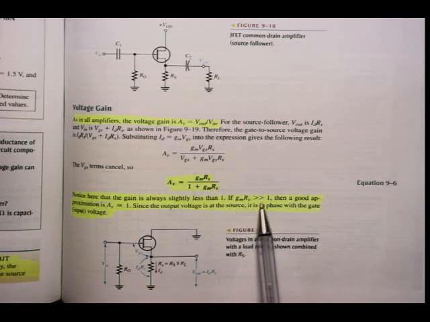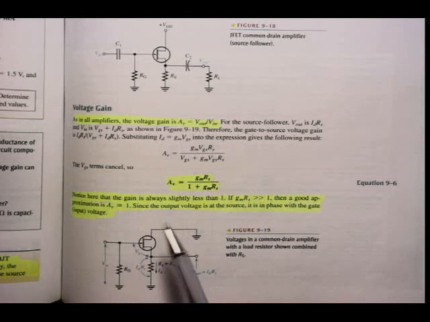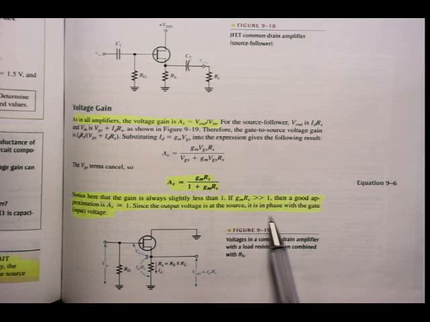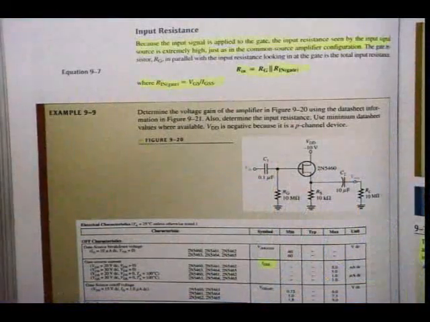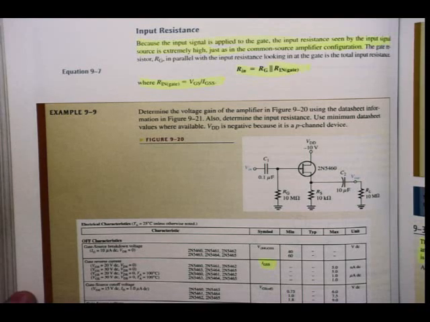If g_m R_S is much larger than 1, then a good approximation is that the voltage gain is equal to 1. Since the output voltage is at the source, it is in phase with the gate or the input voltage. All sounds very familiar if we think back on the BJTs, no? Alright, the input resistance on the next page. Because the input signal is applied to the gate, the input resistance seen by the input signal source is extremely high, just as in the common source amplifier configuration that we've discussed previously.